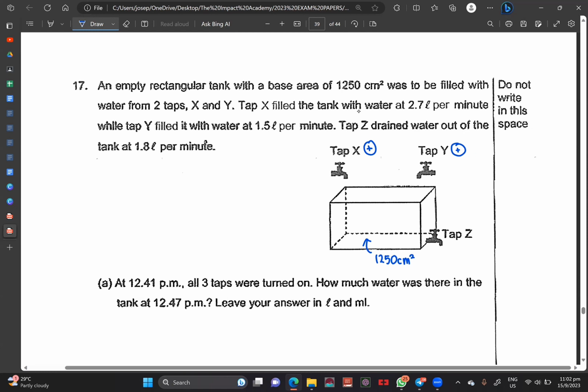For tap Y itself, it is actually water in as well. And then of course for tap Z, it is to drain water out, so we are just going to put minus over here. Of course, they have given us the rates. These are all of the rates, and these are very important things.